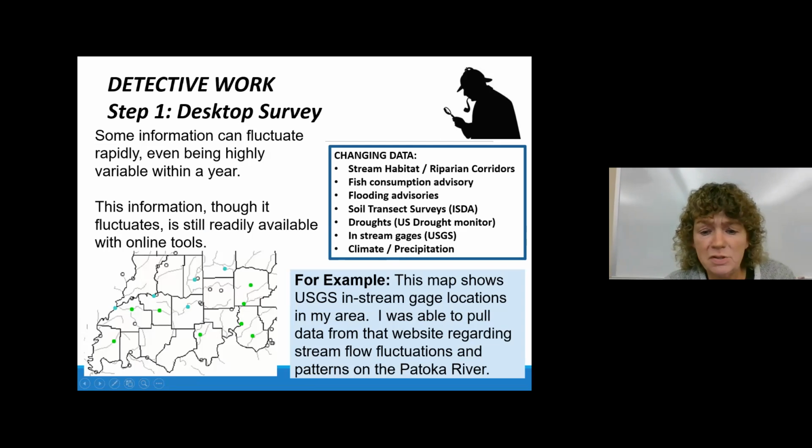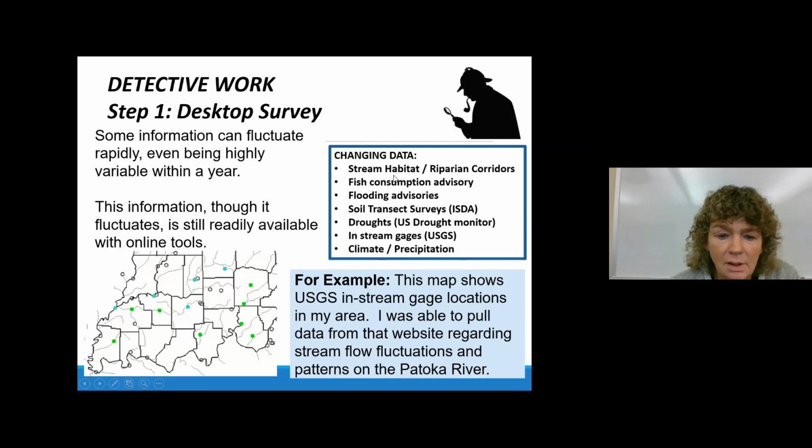Some information will fluctuate very rapidly. That's like your stream habitat or fish consumption advisory. You can find the fish consumption advisory on the Indiana Department of Health. But flooding advisories, today's going to be a flood day, yesterday wasn't. So some things change, but you can still look at that online in a desktop model as well.